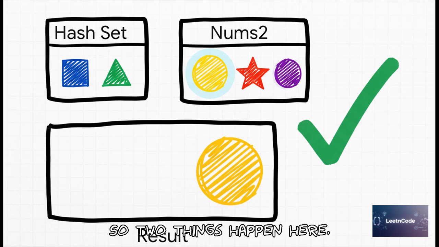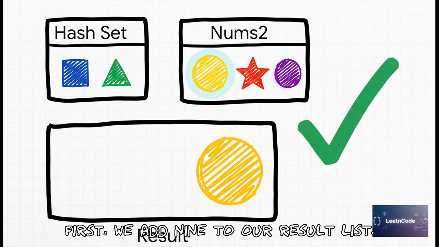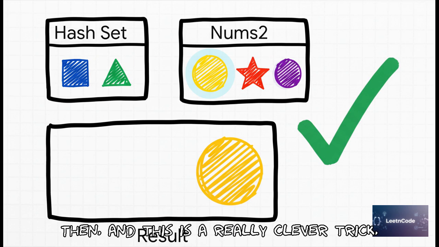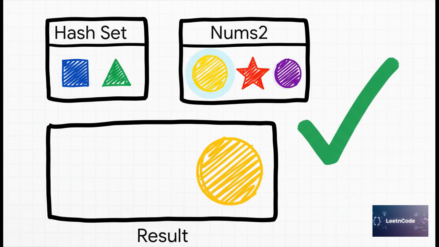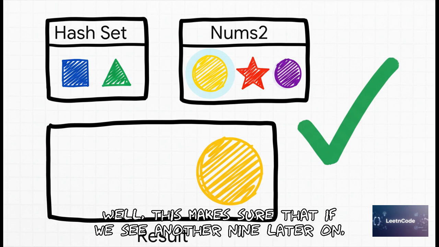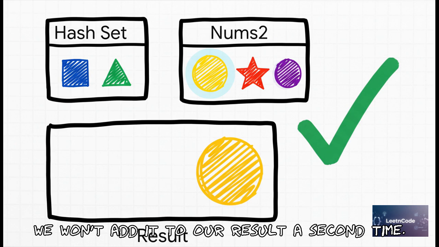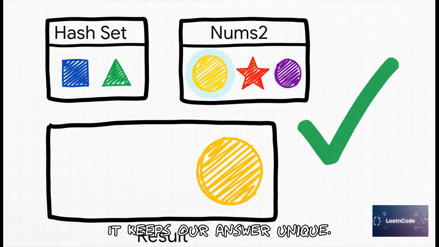So 2 things happen here. First, we add 9 to our result list. Then, and this is a really clever trick, we remove 9 from our set. Why do we do that? Well, this makes sure that if we see another 9 later on, we won't add it to our result a second time. It keeps our answer unique.